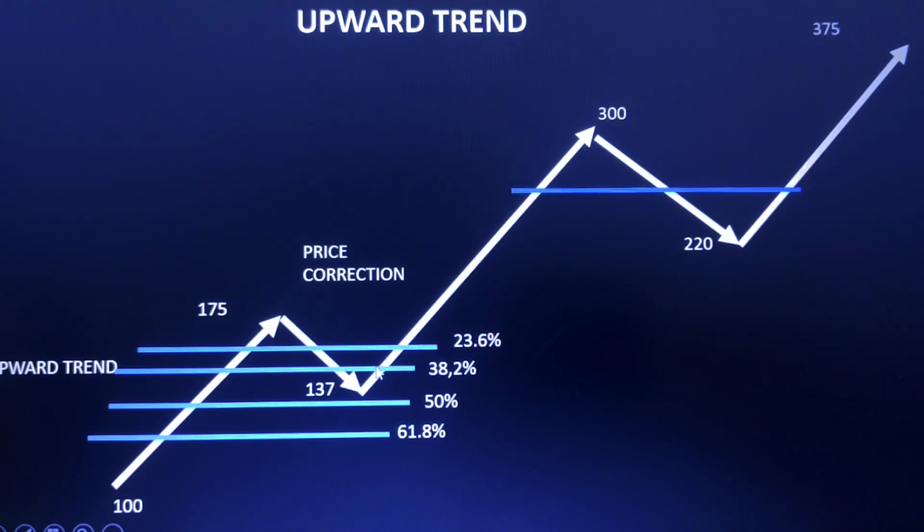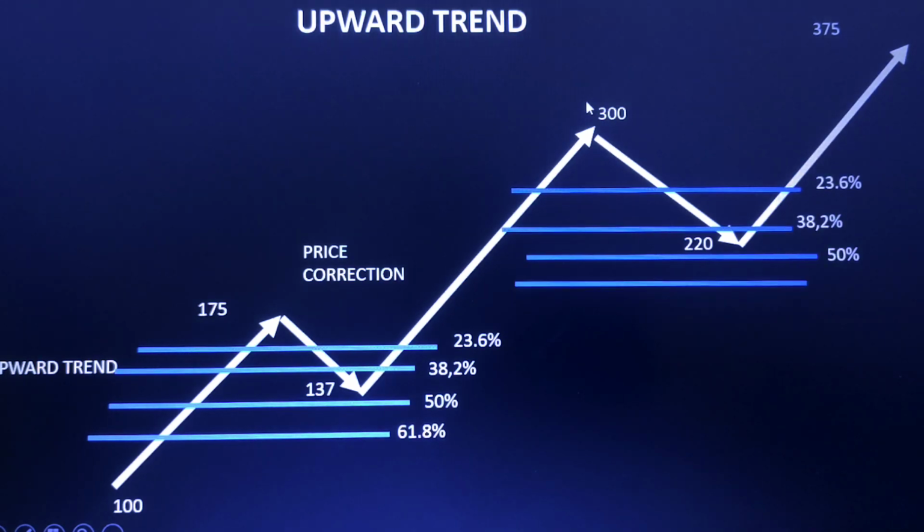Secondly, if you look at the move from 137 to 300, in the same way we have to calculate the levels. We find that the low is 137 and the high is 300. In an uptrend we draw the retracement by connecting low to high. Connecting these two levels, 137 and 300, we get 23.6, 38.2, 50% and 61.8%. Here also we can see the price action, some profit booking and then correction. Finally it touched the 220 level, and from there it bounced back and the uptrend continued.